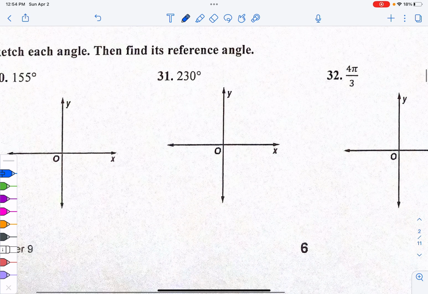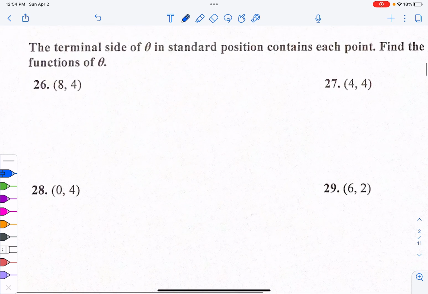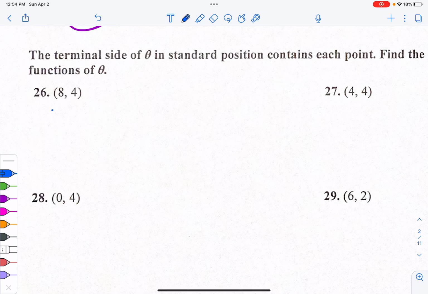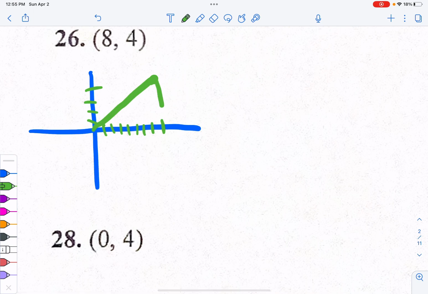And then we've got an easy section down below, hopefully. All right, this one's a doozy. We've got to draw a picture of this one. So we've got 8 and 4. If I put that on a coordinate plane, that means I'm going 8 to the right. 1, 2, 3, 4, 5, 6, 7, 8. And I'm going 4 up. So it is a dot that looks like this. And then I connect it back to the origin, and I make it into a triangle. Okay, so there is my right triangle. This side of the triangle is 8, and this side of the triangle is 4.